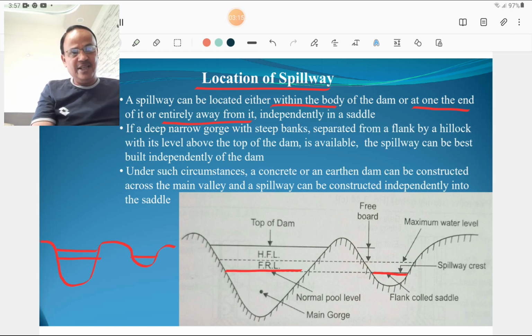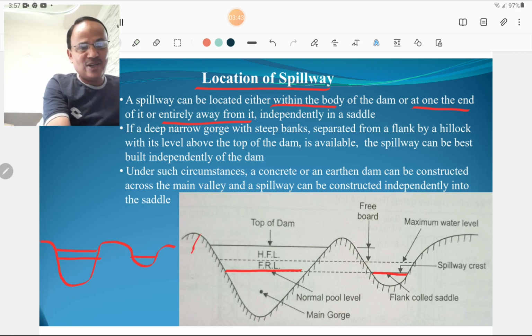If a deep narrow gorge with steep banks separated from a flank by a hillock with its level above the top of the dam is available, the spillway can be built independently of the dam. Under such circumstances, a concrete or an earthen dam can be constructed across the main valley, and the spillway can be constructed independently in that saddle as shown in the figure.